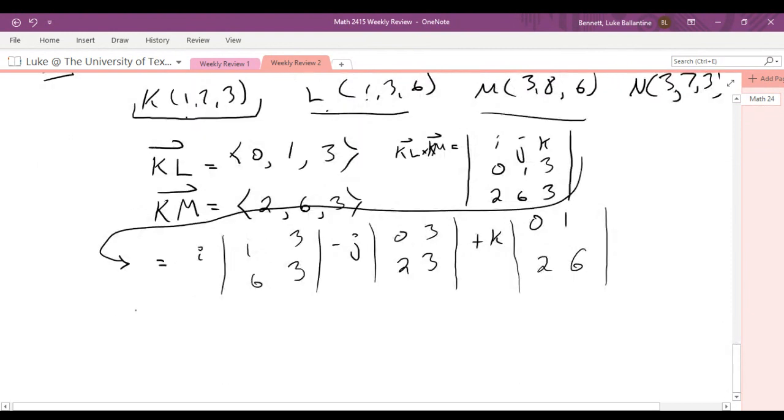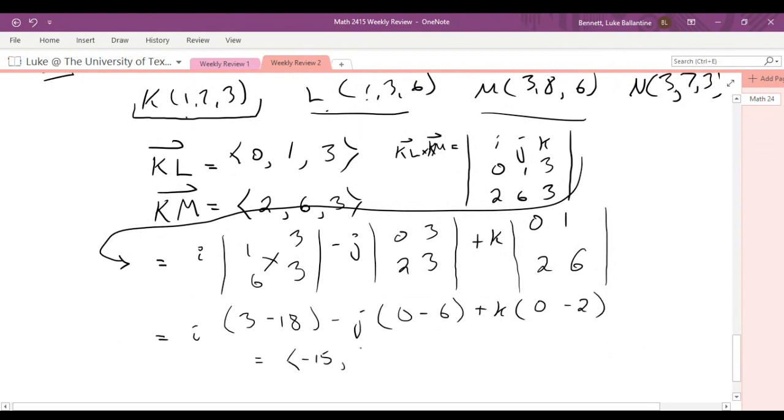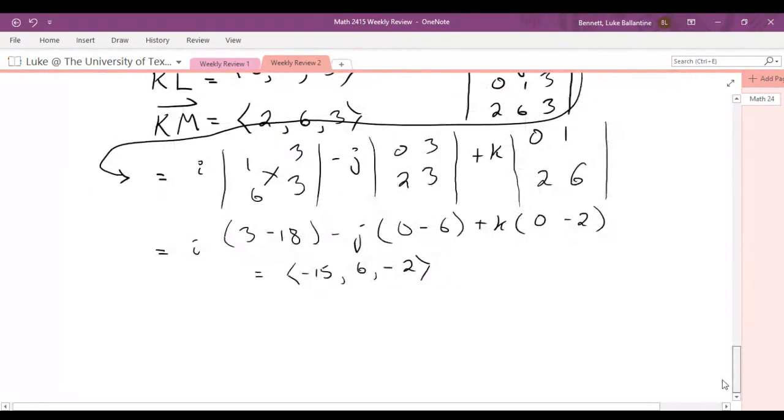All right, so just taking this determinant, we have i times 3 minus 18, minus j times 0 minus 6, plus k times 0 minus 2. This is going to be negative 15, 6, negative 2. Okay, so that's our cross product. All we have to do is take the magnitude of this and then we're good.